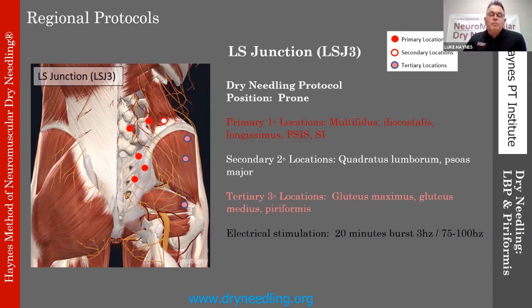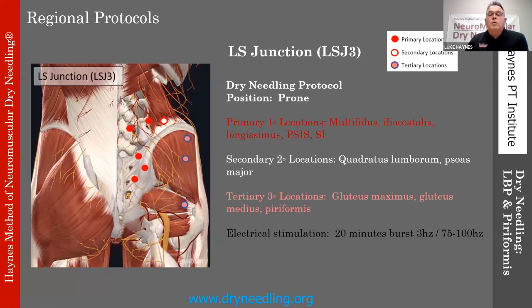If I'm not seeing what I'm wanting to see in the lumbosacral junction, for my second approach I may come in and add our secondary structures, which would be the QL and the psoas, indicated with the white circle here. And then finally, still not seeing the results that I'm looking for, on the third day of treatment I may jump out and go to my tertiary locations, which would be glute max, glute med, glute min, and even piriformis. So it's a structured, layered approach to affect some change in the target tissues that you're seeing with complaints and dysfunction in your patients.